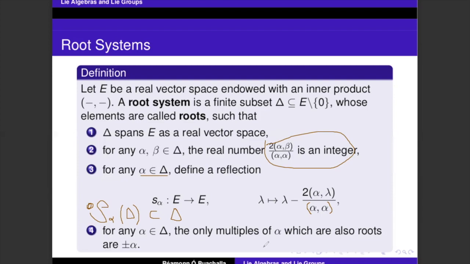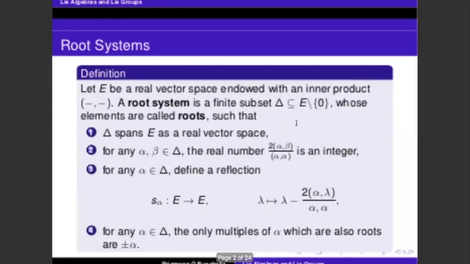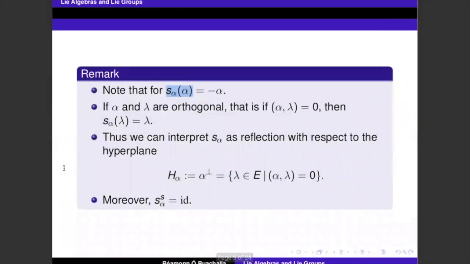Okay, so, moving on, some remarks. Let's just try to explore the definition a little bit. Well, if we take s sub alpha like this, we operate on alpha by s sub alpha, we're going to end up with alpha minus 2 alpha, which is minus alpha. From here, it's going to be alpha minus, and then these two things will cancel, because it's the inner product of alpha and alpha over the inner product of alpha and alpha, they cancel. So you end up with minus alpha.